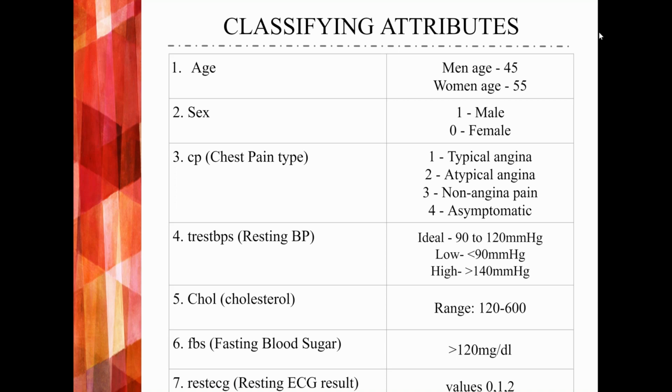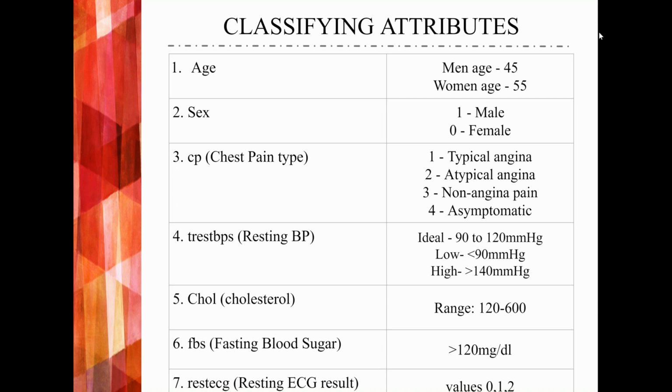Then comes resting BP. These are the parameters for the resting BP. Then comes the cholesterol. Cholesterol is nothing but the serum cholesterol. Cholesterol is a waxy fat-like substance that is found in all the cells of your body. And then fasting blood sugar. Fasting blood sugar is basically obtained by a test called fasting blood glucose or fasting blood sugar. This basically determines the glucose in your blood sample after an overnight fast, hence known as fasting.